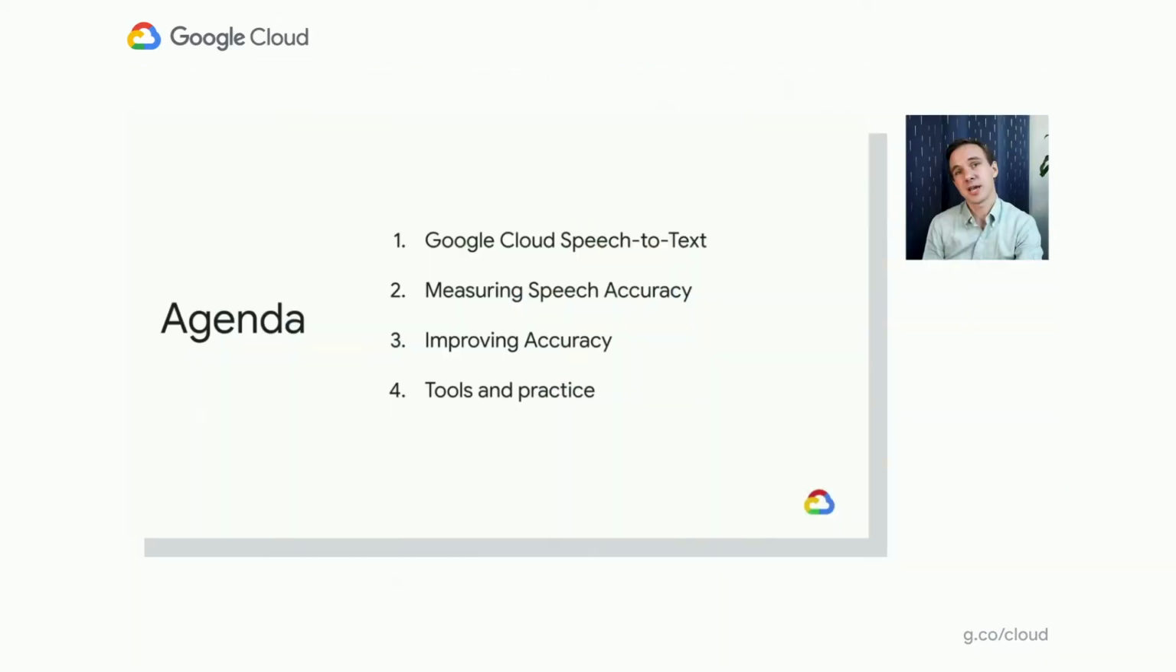First, I'm going to give you a little bit of an overview on Cloud Speech-to-Text. Then I'm going to talk about how you can measure the accuracy of speech-to-text on your own data. Then what you can do using our tools to improve that accuracy once you've measured it. And finally, I will do a quick worked example at the end and link you out to some of the companion tools and examples that we've created to go with this on-air presentation.